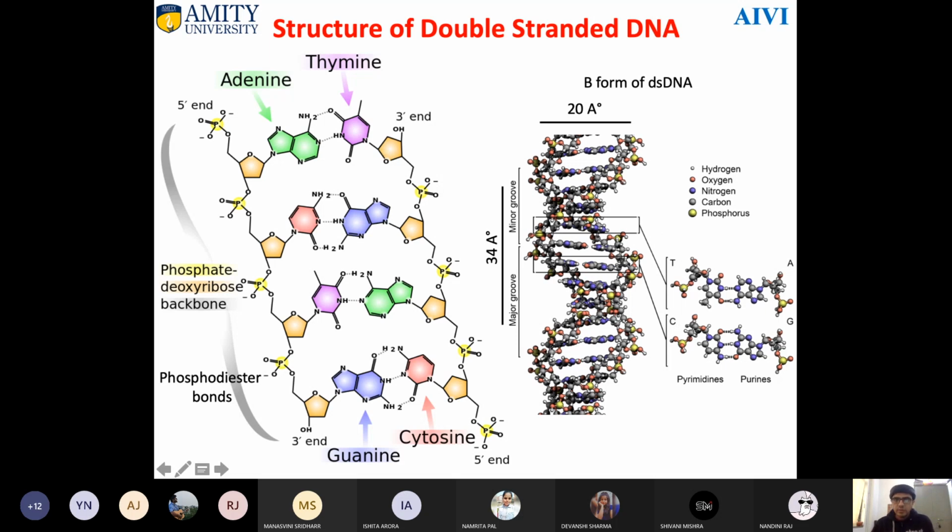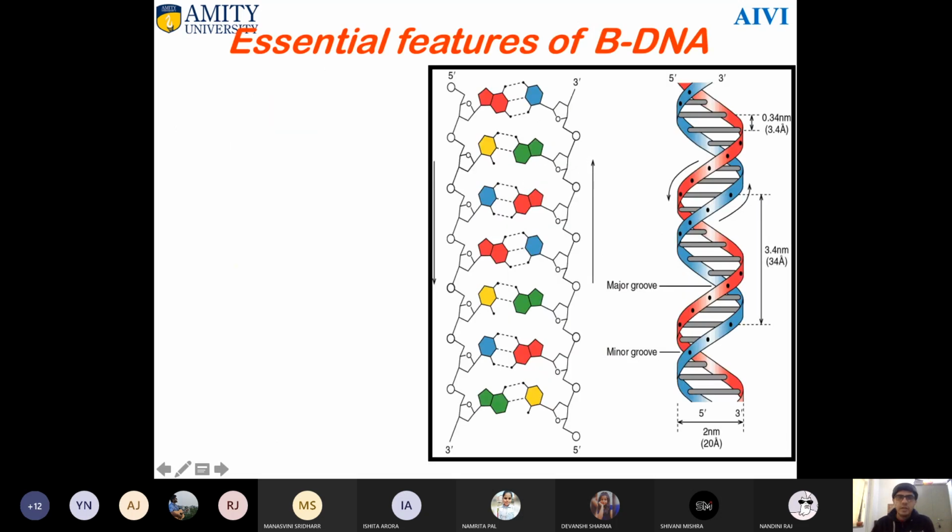Okay, and so then these features, what different features does B-DNA have? As I already mentioned, the Watson-Crick structure is the B form of DNA. So major groove, minor groove, everything is going to be there in that form. Right twisting. So this is how much twist is going to be there.